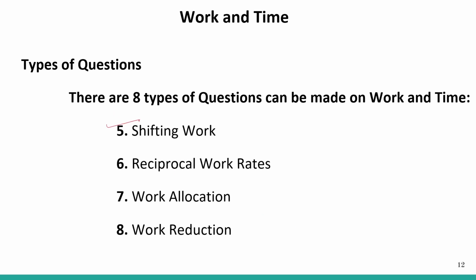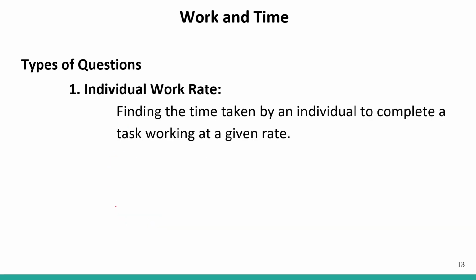The fifth kind of question is shifting work. What is shifting work? And the sixth kind is reciprocal work rates. 7 is on work allocation and 8 is on work reduction. We will see each one in detail. So let's go forward with it.